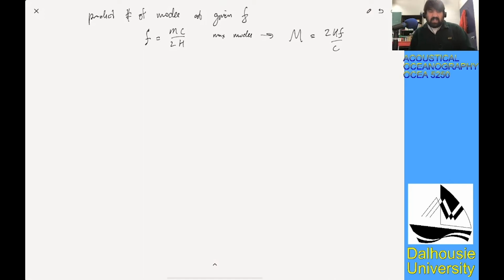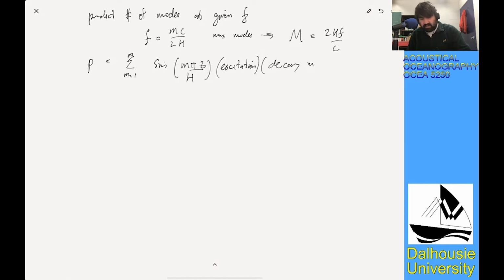So the real question is, what do these modes look like, right? So we're basically saying that our pressure field, and I'm just going to sketch it out here, is an infinite sum. We had some sine m pi z over h. And then we had the excitation term. And we had the decay in range term, right? Obviously, I'm just roughing things out for you here.